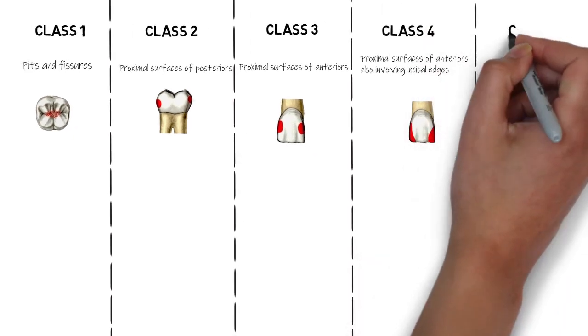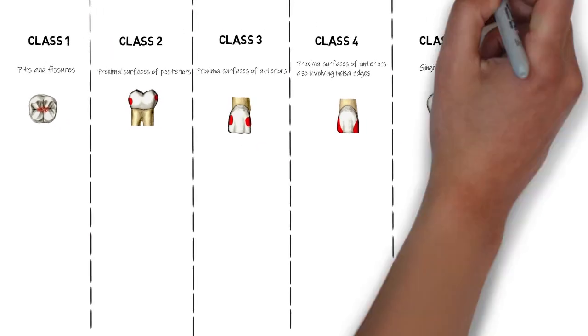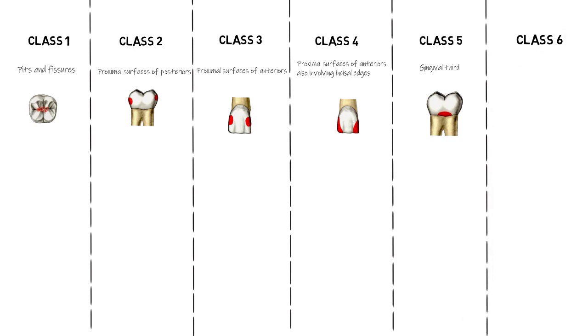Class 5 includes the lesions occurring on the cervical or the gingival third of the facial or the lingual surface of any teeth. And finally, class 6 includes the lesions involving the cusps and the incisal edges. Or in other words, the lesions occurring on the surfaces that come in contact with the opposing tooth are termed as class 6 lesions. So this ends my lecture on G.V. Black's classification of dental caries.